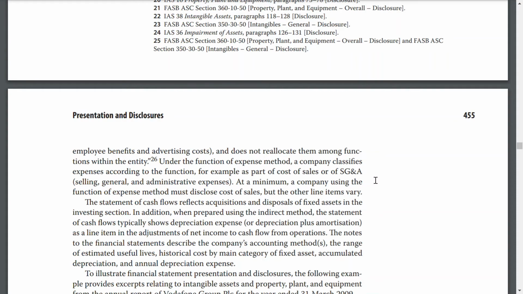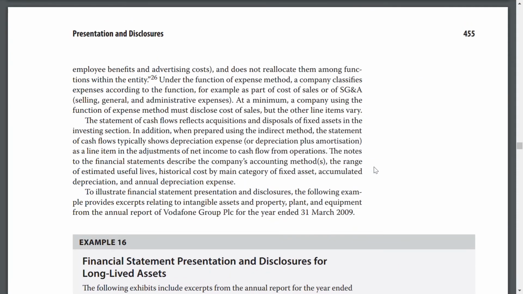The statement of cash flows reflects acquisitions and disposals of fixed assets in the investing section. In addition, when prepared using the indirect method, the statement of cash flows typically shows depreciation expense as a line item in the adjustment of net income to cash flow from operations. The notes to the financial statements describe the company's accounting method, the range of estimated useful lives, historical cost by main category of fixed asset, accumulated depreciation, and annual depreciation expense.